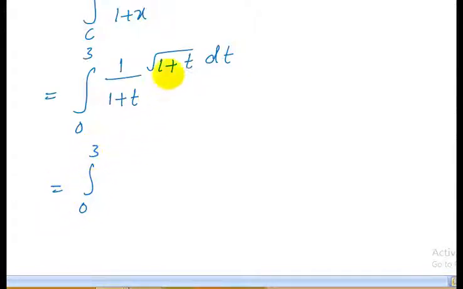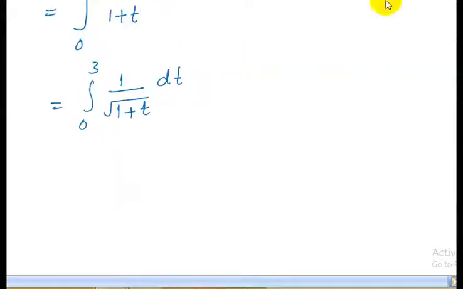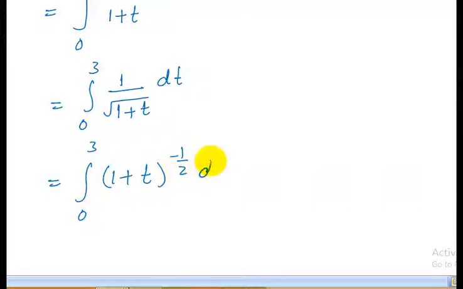Integration 0 to 3, now it can be written as 1 upon 1 plus under the root t dt. We can write it as 1 plus under the root t and 2 1 plus under the root t. 1 is cancelled out, so we are left with 1 plus under the root t dt. Now it can be written as integration 0 to 3, 1 plus t raised power minus 1 by 2 dt.